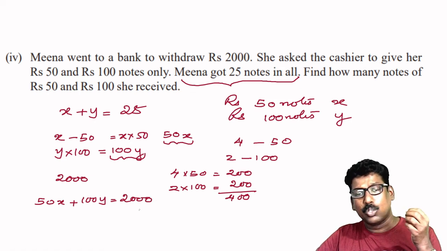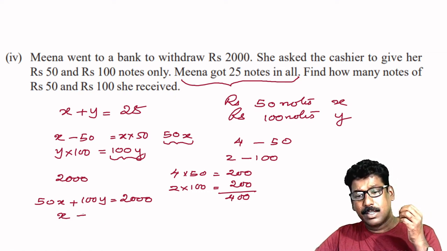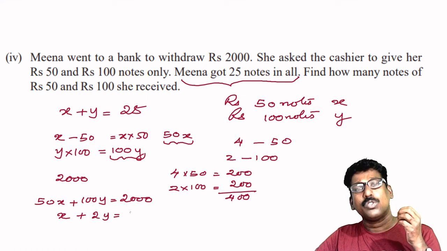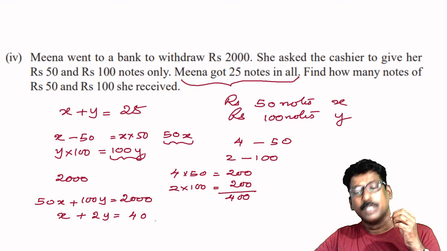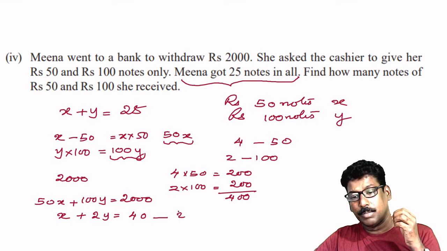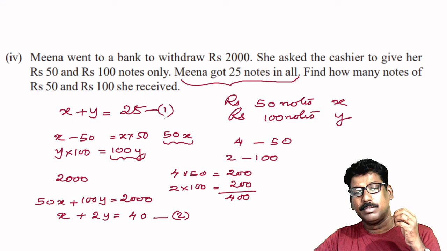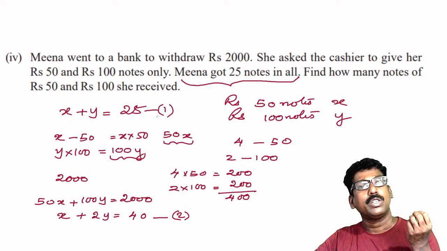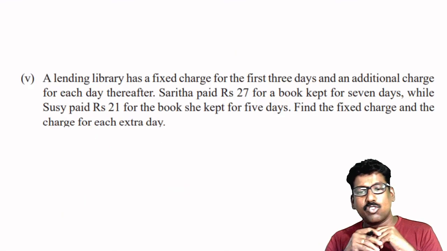You can divide throughout the equation by 50. So it will be x plus 2y, since 100 by 50 is 2. And 2000 by 50, that means 200 by 5, that is 40. This will be equation number 2. So x plus y is equal to 25 will be equation 1. x plus 2y is equal to 40 will be equation number 2. Do it yourself. Here is the last question.